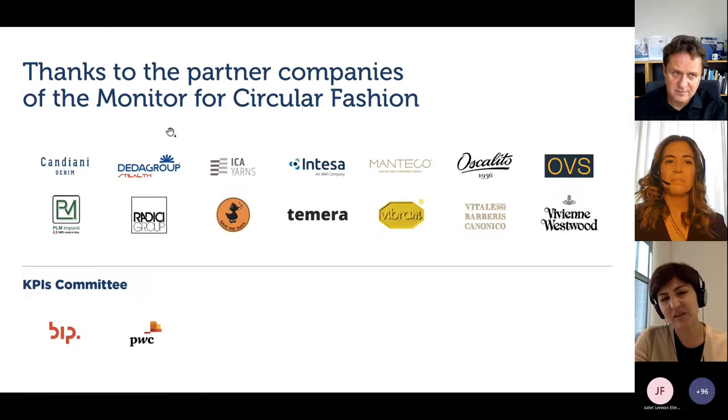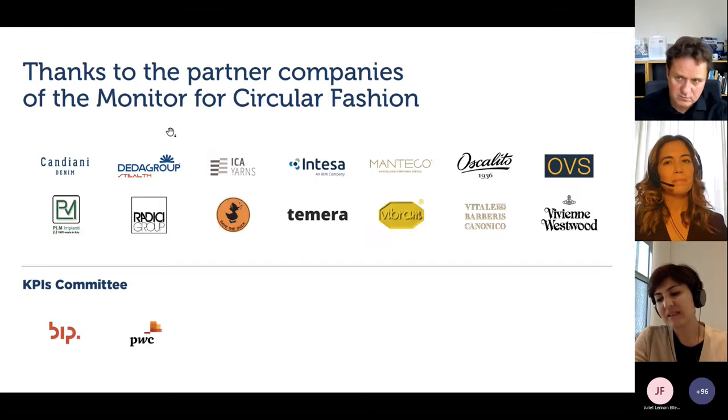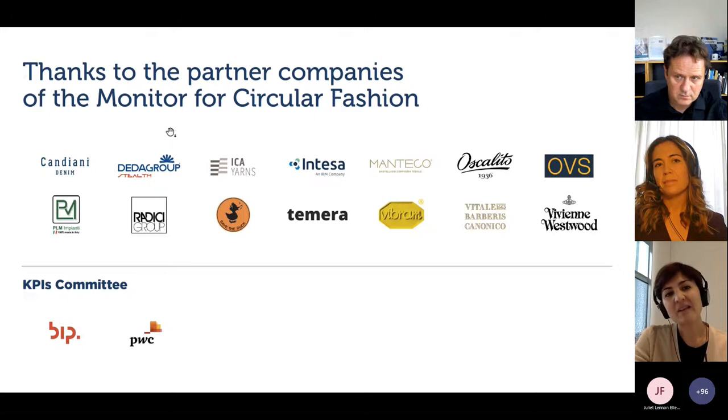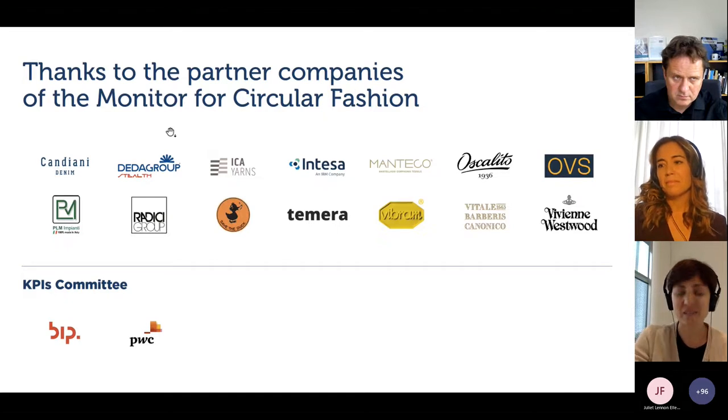And another thing I would like to highlight is that on the website of the monitor, you will find the open source KPIs, which can be downloaded. You will notice that most of the KPIs are actually starting from transparency and traceability. And this is not by chance. We truly believe that transparency and traceability are the key enablers and actually are the necessary enablers in order to sustain the sustainability and circularity claims. So this is the reason why.